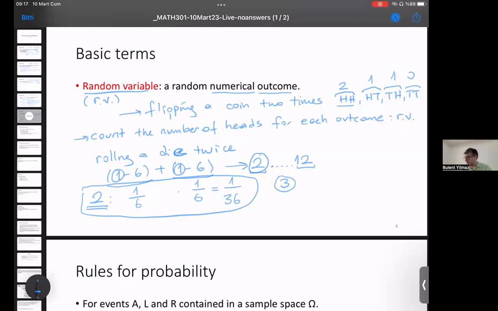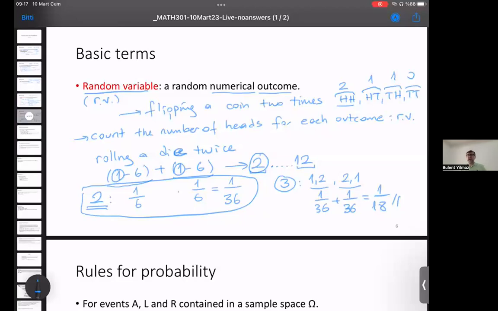What's the probability of obtaining 3 as the summation? It may be 1 and 2, and 2 and 1, right? So 1, 2 here, 2, 1 here. It will be what, guys? This is going to be 1/36. This is going to be 1/36. And I will add these and obtain 1/18.